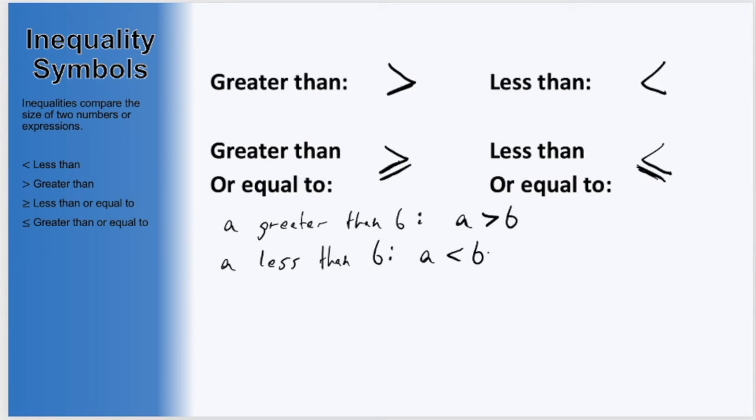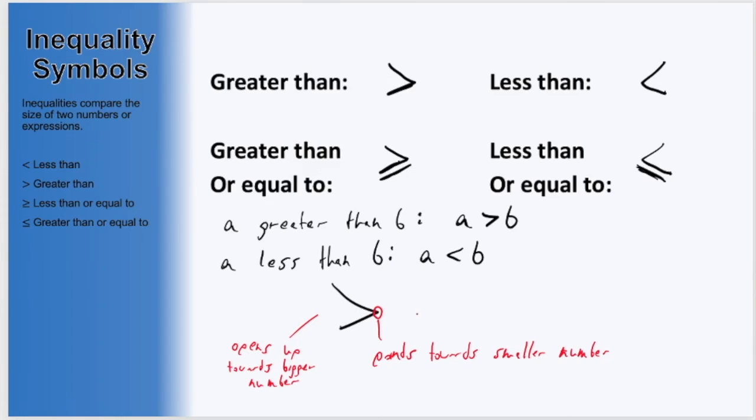One way to remember the direction of these symbols is that the point of the symbol always points towards the smaller number. Meanwhile, the symbol opens up towards the bigger number. Another amusing way to try to remember the direction is to think of these symbols as a mouth. And the mouth always wants to eat the bigger number.